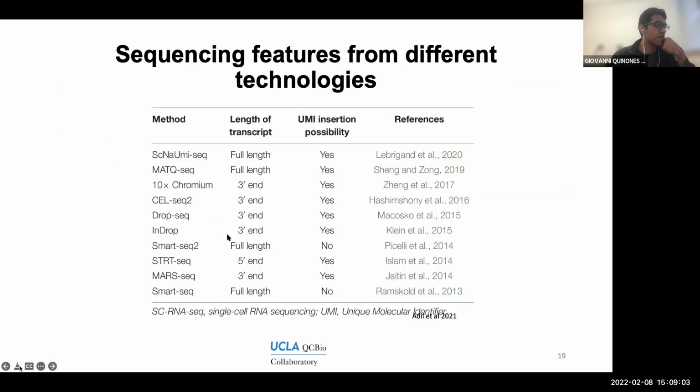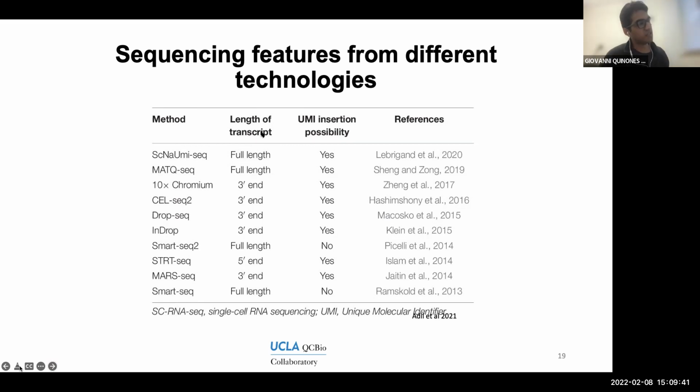At this step, I wanted to highlight some of the different types of technologies, the different types of library preparation, and how they compare to each other and their advantages. These are not all the methods, of course, there are many, many more. These are just collected in a review study. And here we have a description of how much of the transcript they identify.